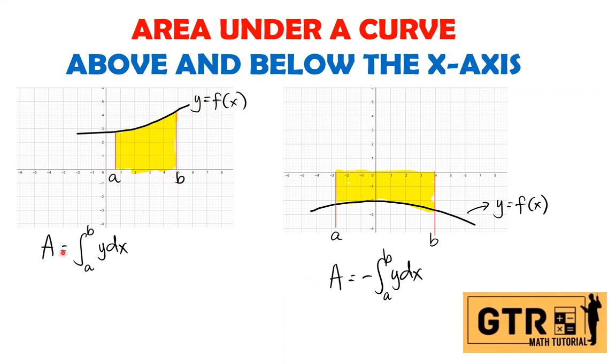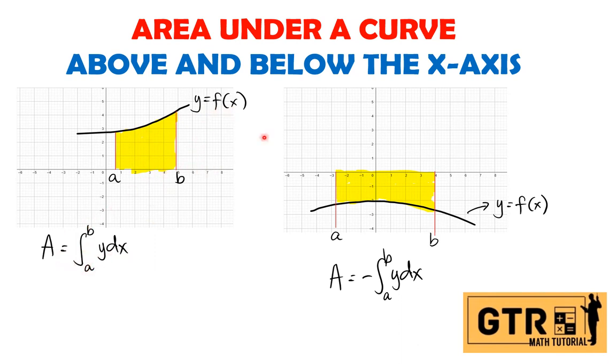So the formula of this shaded area is equal to the integral of y dx, where y is a function of x. So the area is the integral of y dx from a to b.